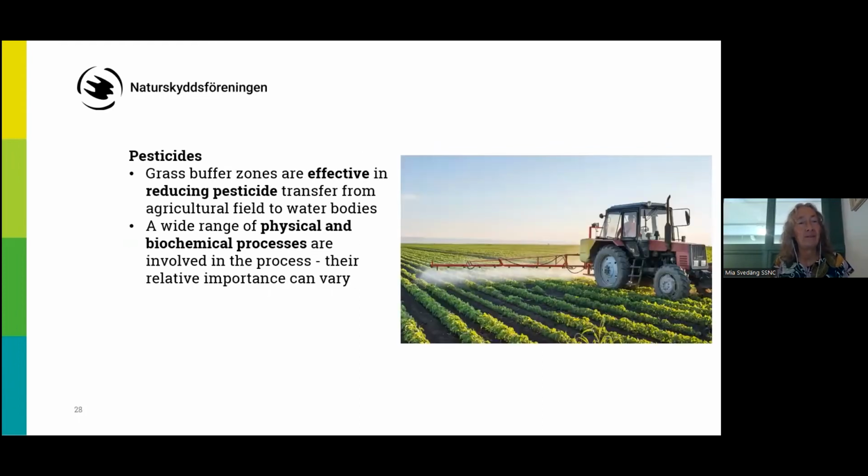When we are looking at pesticides especially, grass buffer zones are really effective in reducing pesticide transfer from agricultural fields to water bodies. And there are a wide range of physical and biochemical processes involved. Their relative importance can vary, but it's really important to have grass buffer zones or some form of buffer zones to reduce the leakage of pesticides from farmland.